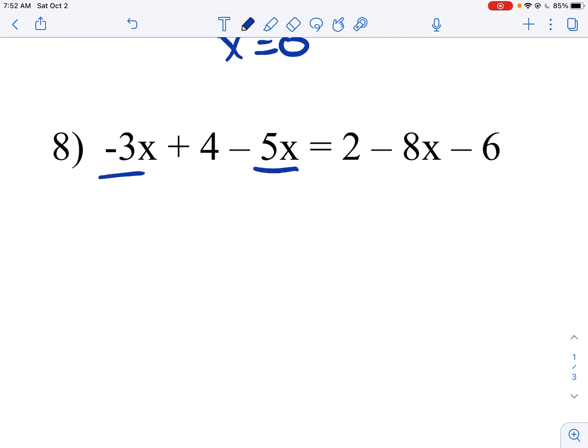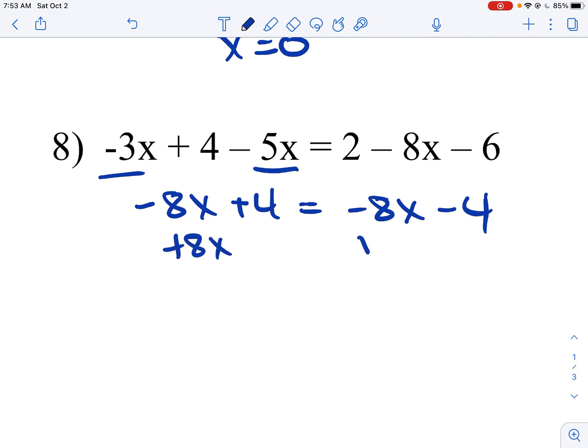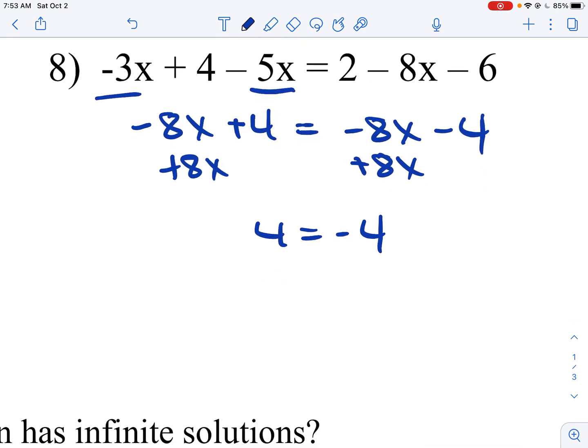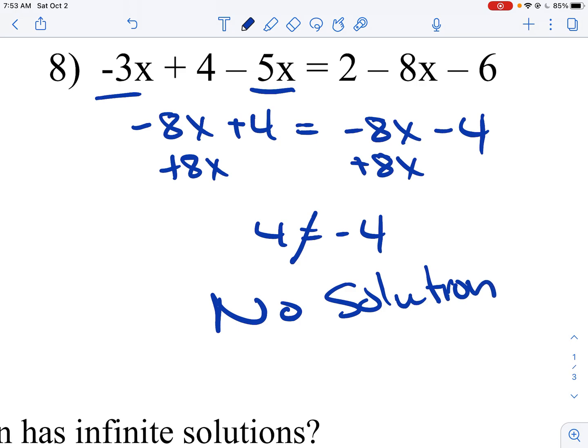Here I combine like terms. I get negative 8x plus 4 equals negative 8x minus 4. I add 8x to both sides, and I get 4 equals negative 4. They are not the same number. Positive doesn't equal negative, so no solution.